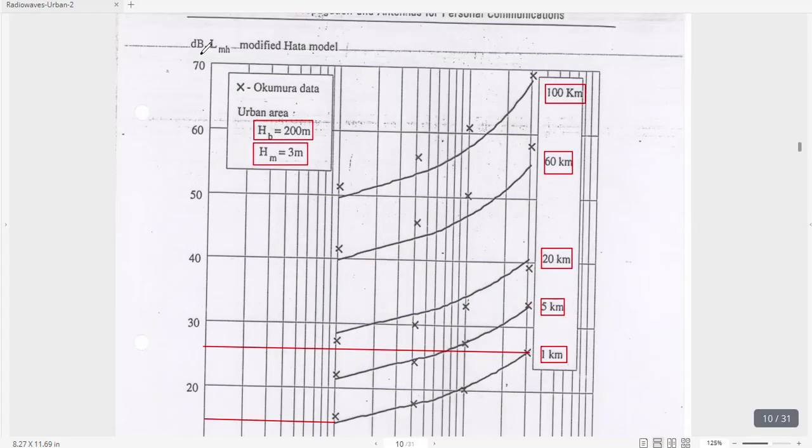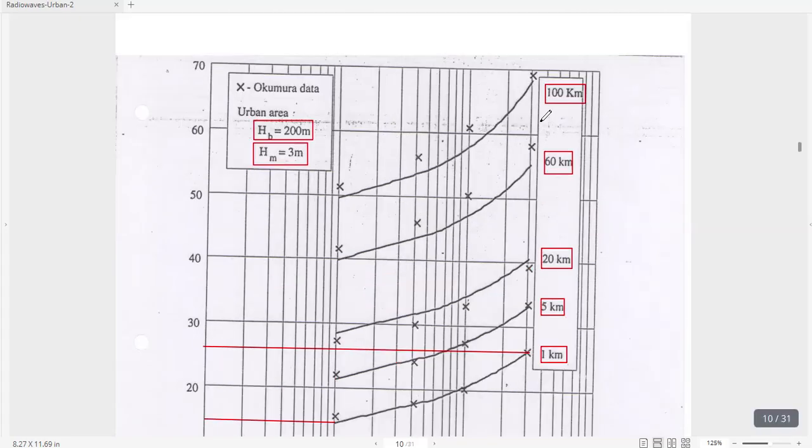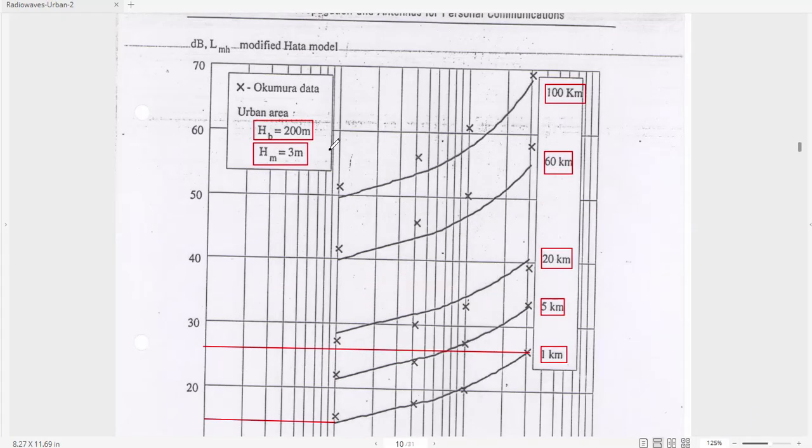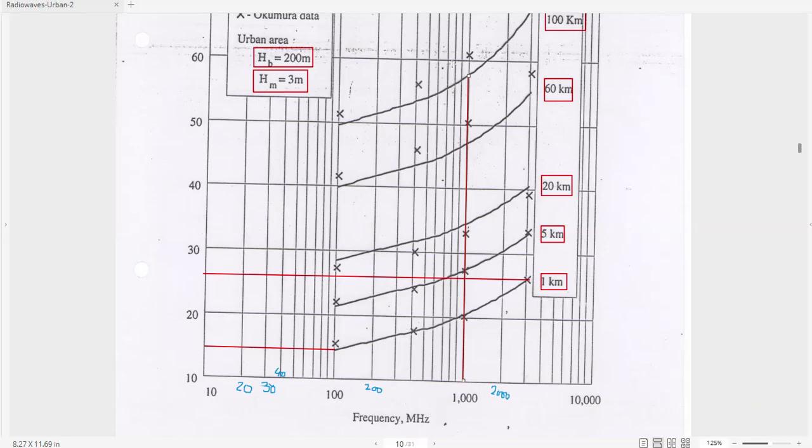The vertical axis is the loss, and the horizontal axis is the frequency. Here the distance between transmitter and receiver, the base station is 200, and the mobile height is 3 meters, and the frequency is 1000. We want to find along this line. Okay, this is the frequency.